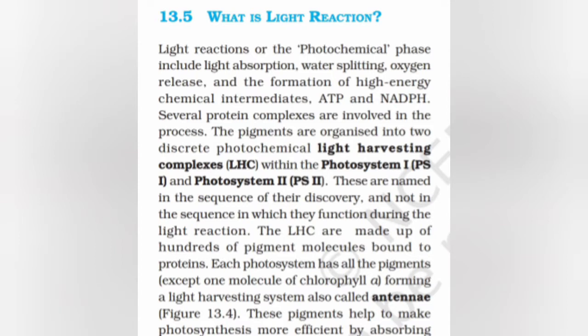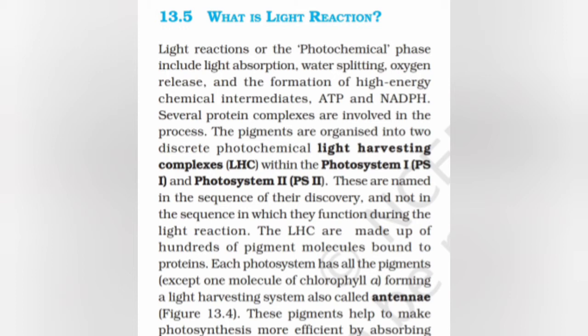What is light reaction? Light reaction or the photochemical phase include light absorption, water splitting, oxygen release and formation of high energy chemical intermediates ATP and NADPH. These are the four steps mainly occurring in the light reaction or photochemical phase of photosynthesis.